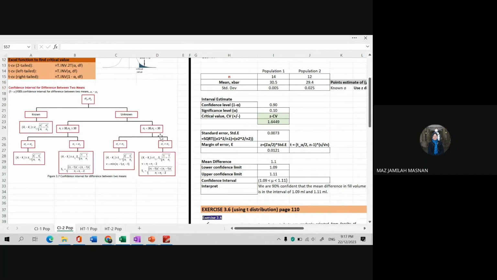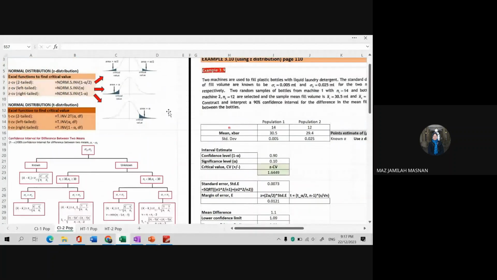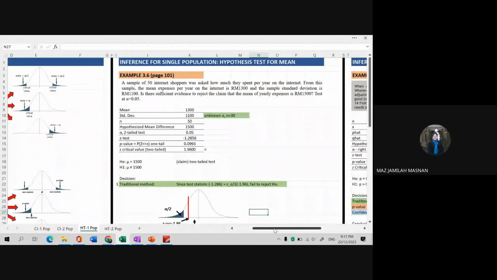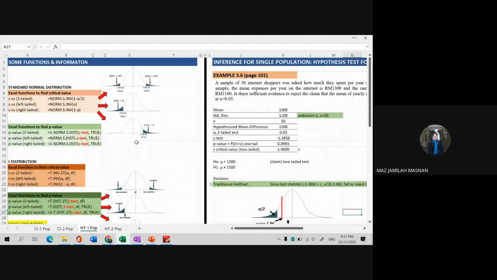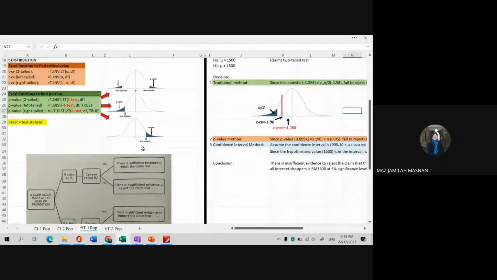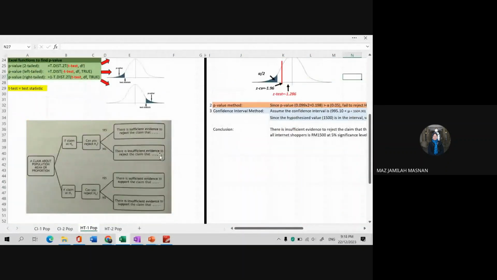As usual for mean only, but for proportion, everything will be straightforward. So the same, I provided the Excel function for your reference in every worksheet. And for hypothesis testing also, I provided the same critical value and finding the p-value for the Z and T distribution.